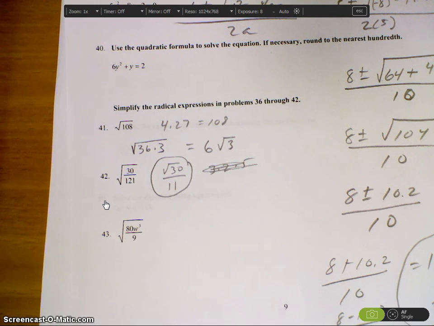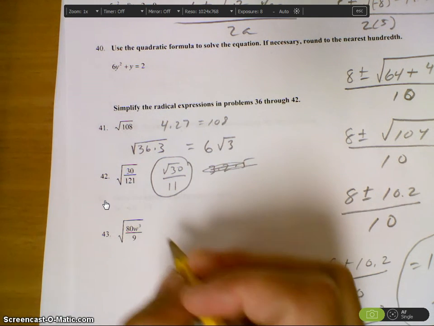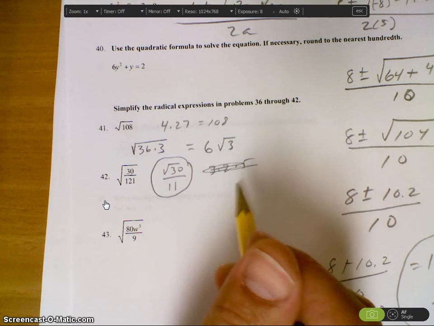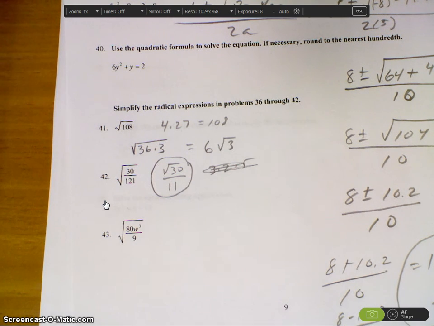All right. 43. 8w cubed divided by 9. I think this is going to be my last one. Check that. That last problem was my last one. I'll make one more video, so I'll see you guys next time.